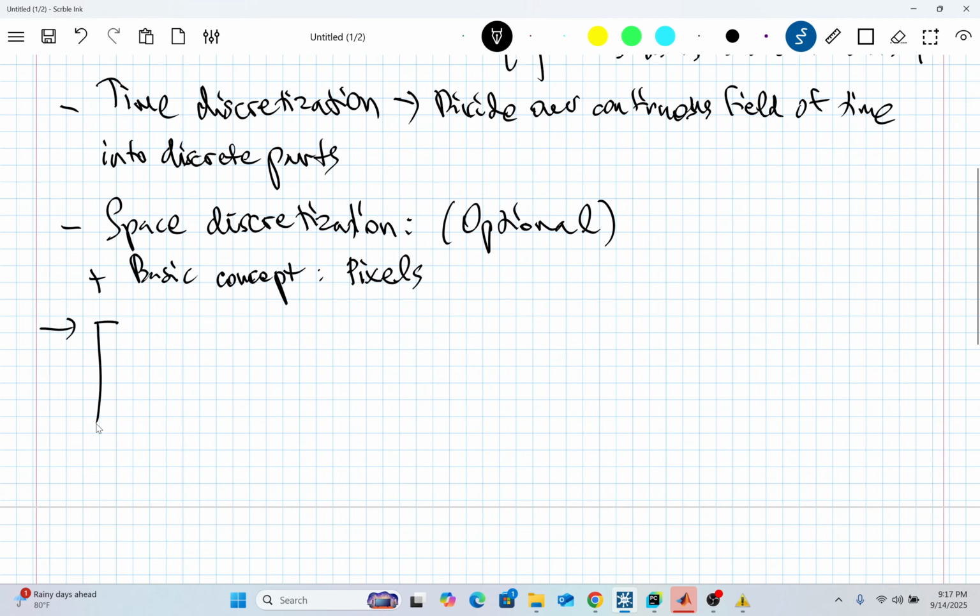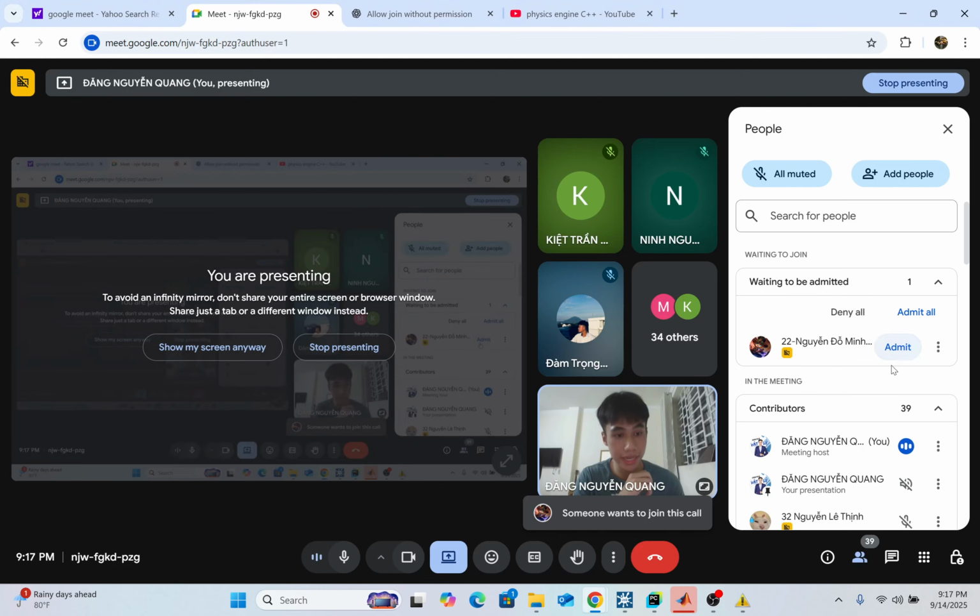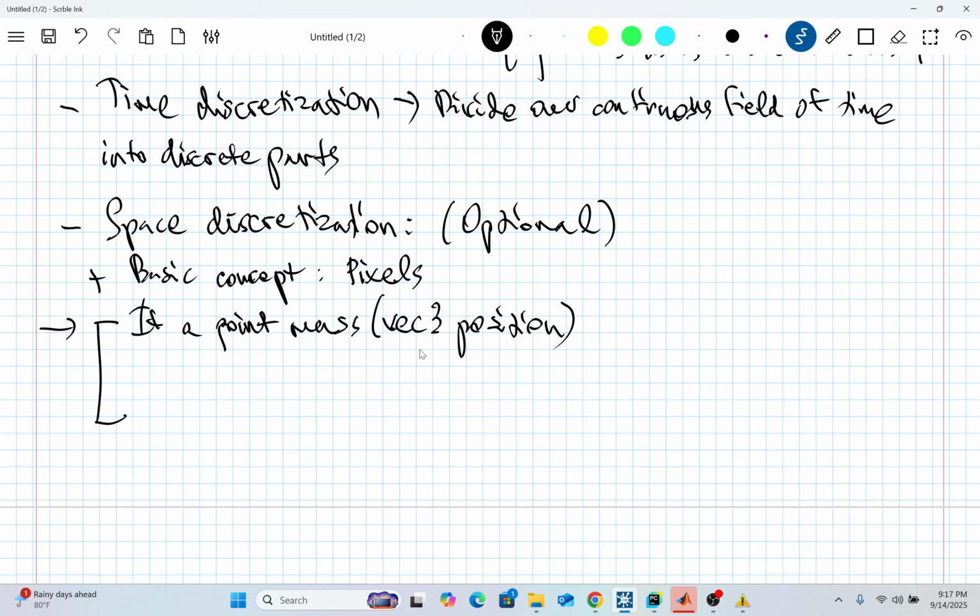There are going to be two things. If it is a point mass, like a vector 3 position. If you only have to simulate point masses and they are described by the x, y, and z coordinates, then you can store it in terms of a vector 3 position. Okay, then you can have any value.